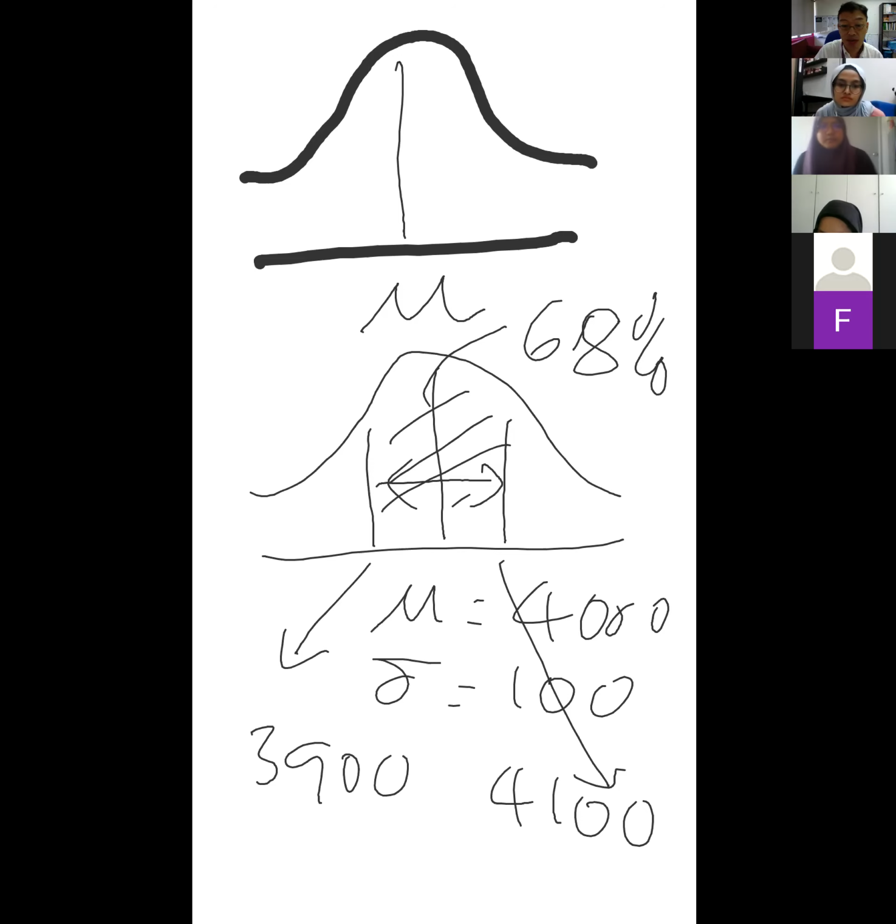Okay. Let me show you a graph here. If you look at this graph, let me share with you, share screen.